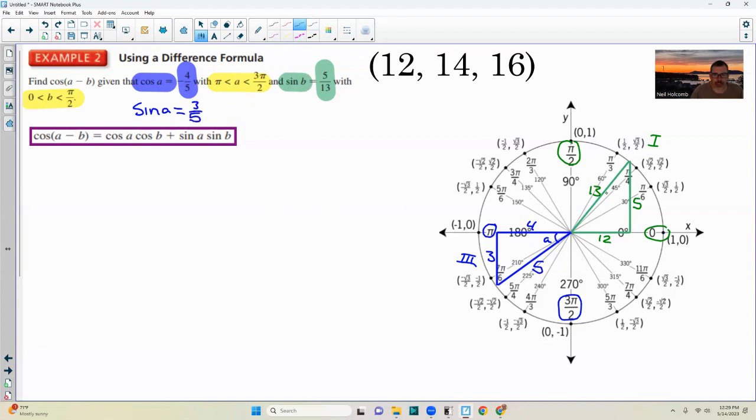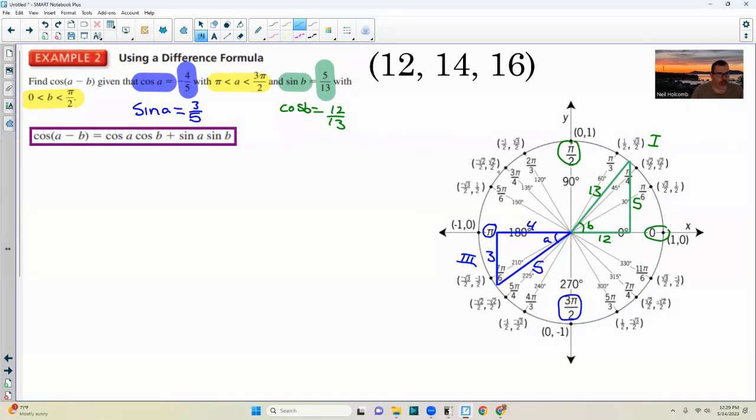The sine of B, here's B right here, is 5 over 13, opposite over hypotenuse. I want to know the cosine of B. So the cosine of B is 12 over 13. So the first thing you do is, given a cosine of an angle, find its sine. Given the sine of an angle, find its cosine.